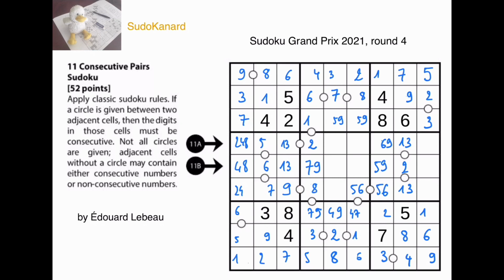On this row, we need 1, 2, 3, and 4. And the only option here is 4. This is now a 2. And this must be 1 or 3 together with this. And there's a 3 up there. So that's a 1. That's a 3, that's a 1. That's a 3, that's a 1.